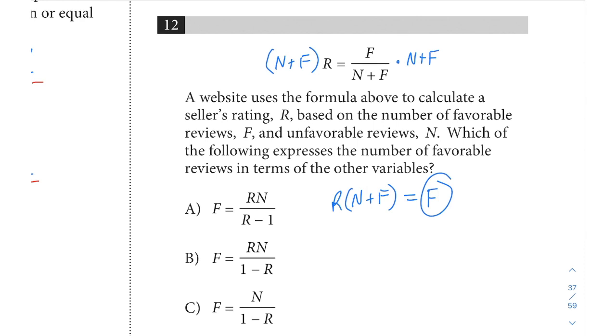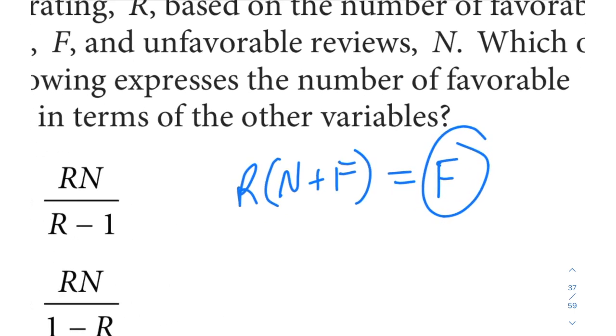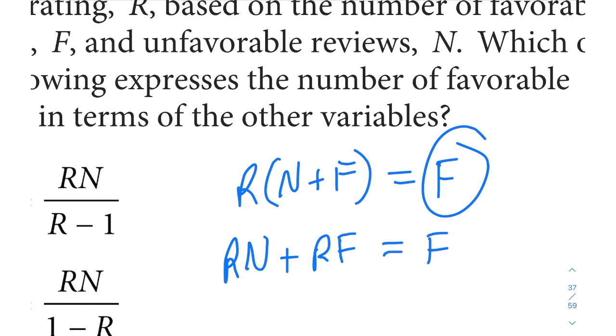What's going on? What's important to note is that when you isolate a variable, in order to do that completely, you have to get every term that has that variable in question to the same side of the equation so that you can factor it out. So let's take a look at what that's going to look like. Here, if you distribute R, you'll have RN plus RF equals F. And again, it looks like F is by itself, but it's really not completely by itself because we still have this other term here, RF, that has an F in it.